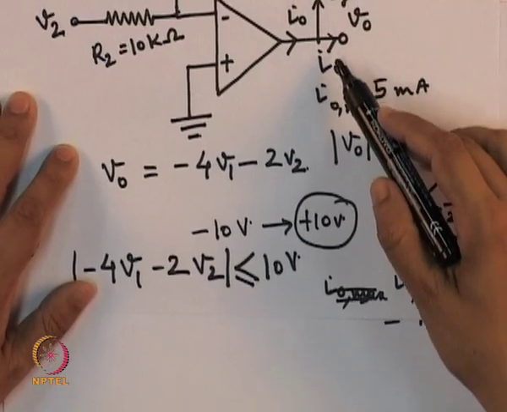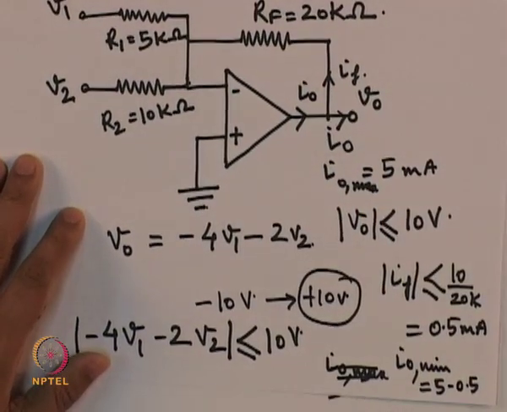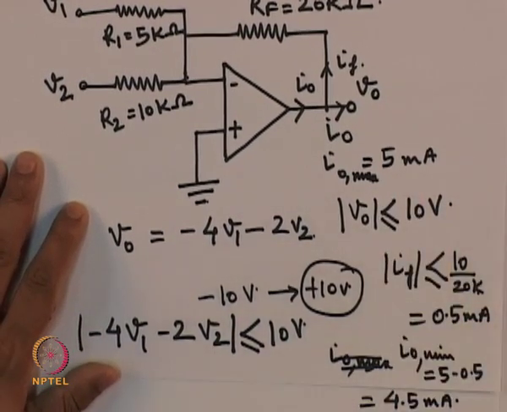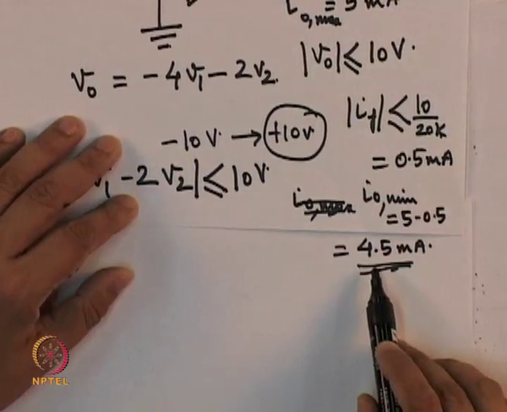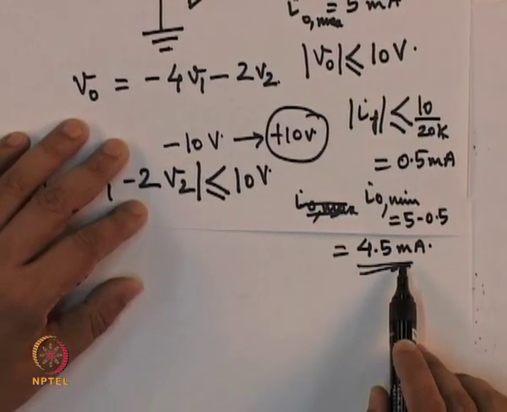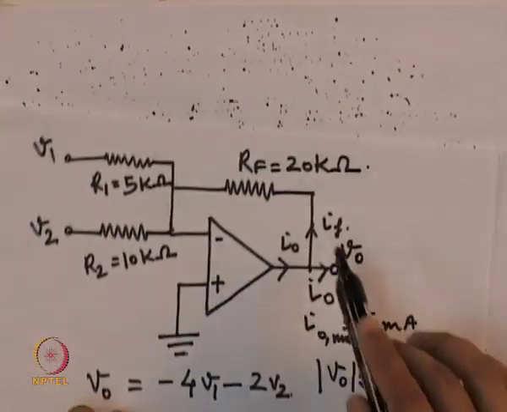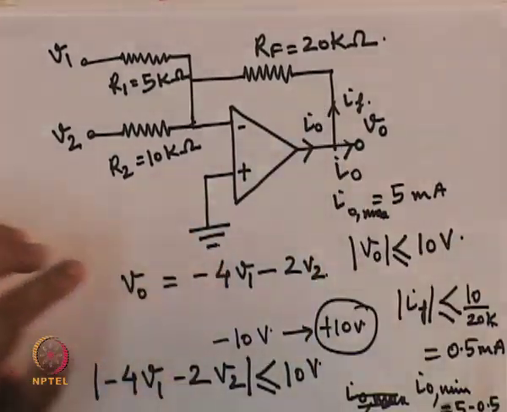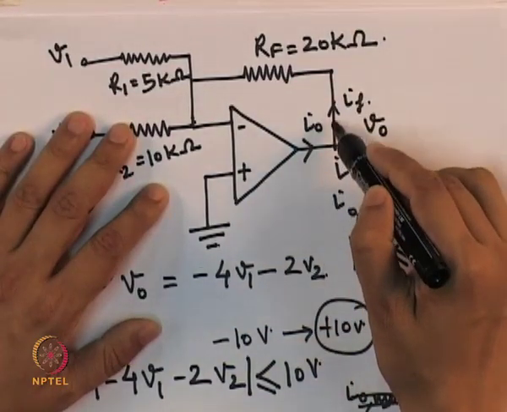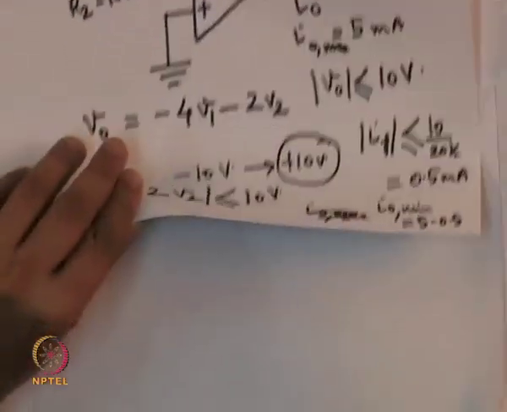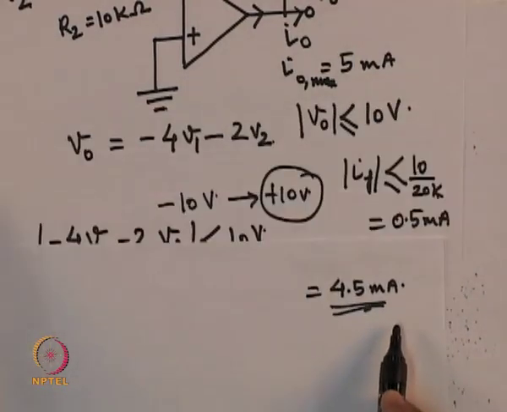Of course, if no current is flowing through this RF, then the current that can be supplied to the output will be the full value of IO, which is 5 milliampere. So, this is the minimum current that can always be ensured at the output. This example shows that the current sourcing ability of the op amp is also an important parameter. So, suppose our requirement at the output of the op amp is that we have to keep on supplying 4.5 milliamperes of current always, then in that case this RF value cannot be lower than 20 kilo ohms. If it is lower than 20 kilo ohms, then the current supplied through RF will increase and it will make the current that can be sourced to the next stage lesser than 4.5 mA.